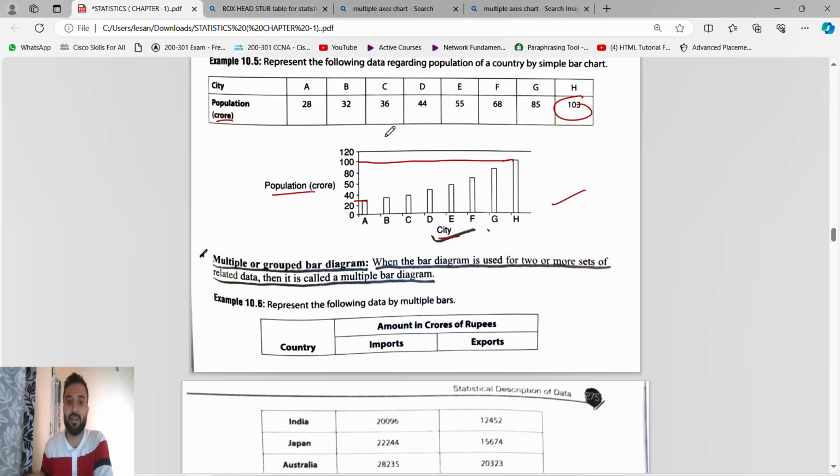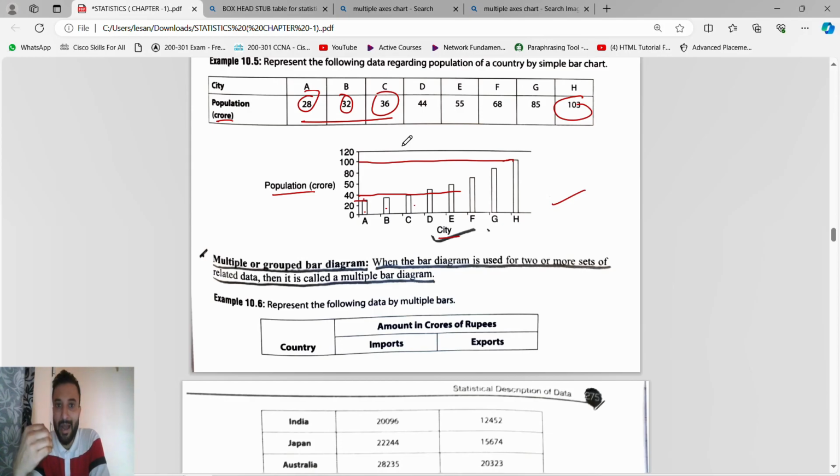According to the data I will ask which city has a population less than 40 crores. So this is the 40 crores. So less than that are A, B, C also, right? These three cities have a population less than 40 crores. So this is what? This is analysis. It means we have collected the data, we have presented the data, and now you are reading the graph and the question, and based upon that you are giving the answer. That is the analysis part.